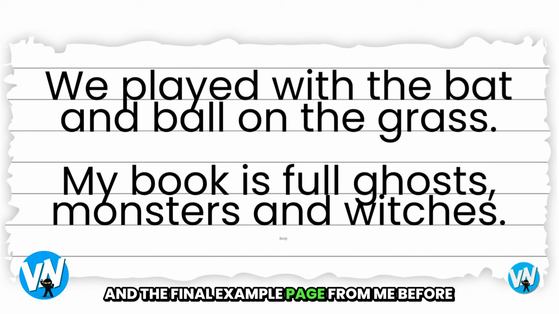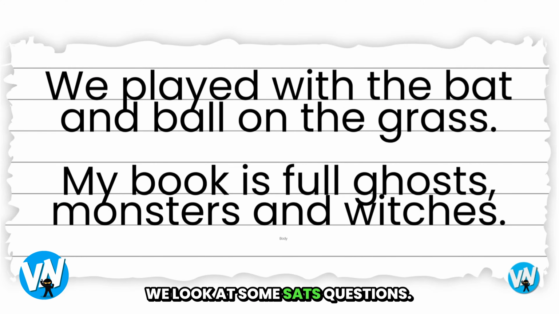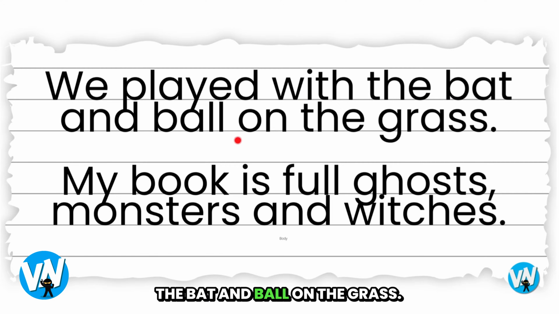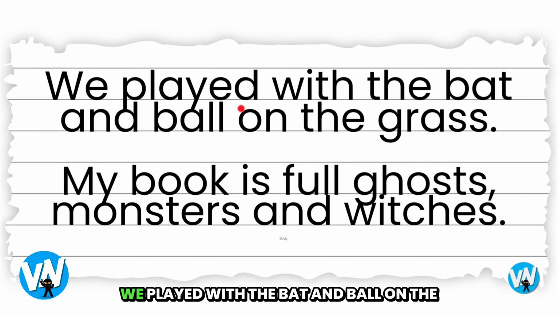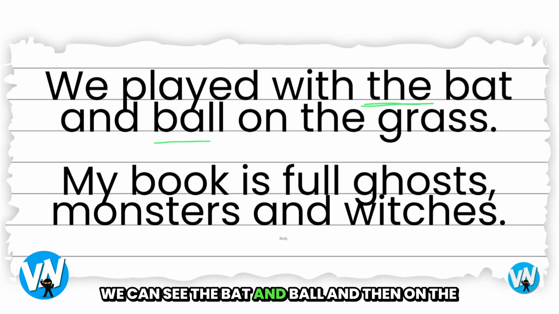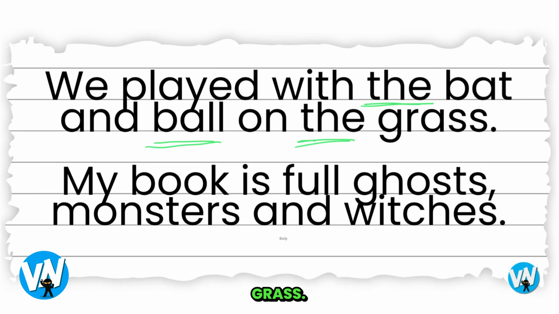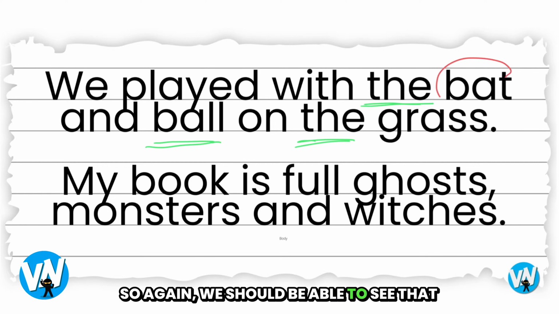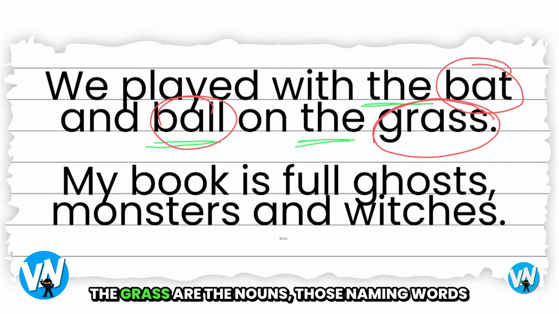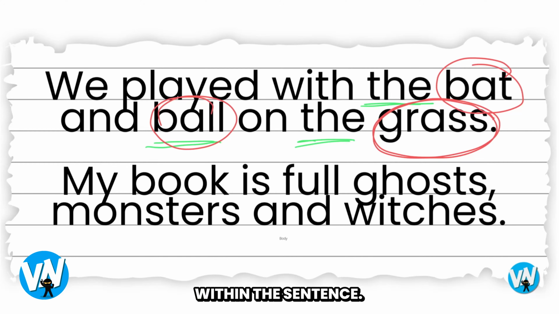And the final example page from me before we look at some SATs questions. So again, in this sentence, we played with the bat and ball on the grass. So I'll read that again. We played with the bat and ball on the grass. And again, now we've seen a few examples, we should really be spotting the fact that we can see the bat and ball and then on the grass. So again, we should be able to see that we've got the bat, we've got the ball, and we've got the grass are the nouns, those naming words within the sentence.